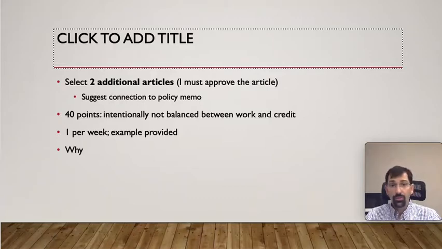What I want you to do, or prefer you to do, is select articles that will help inform your policy memo. So remember, in your policy memo, you must have 3 empirical articles to support your policy position. 2 of them can be these articles, and I think that helps double up on the work. These are worth 40 points.